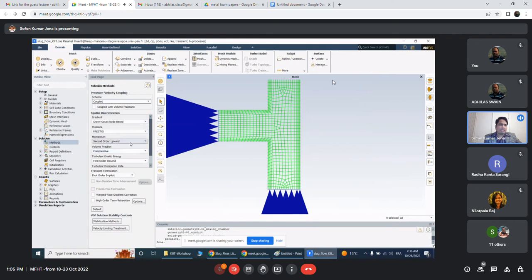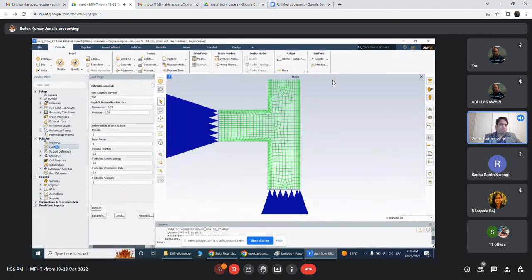For momentum, initially you can put first order, and after a few iterations you can make it second order upwind because of convergence issues. Then for the volume fraction discretization, make it compressive, and go to the ANSYS Fluent theory guide to find out what this compressive discretization is. For the turbulent formulation, always put first order upwind in the new version of ANSYS, okay? And for the time formulation, you put first order implicit method for the time discretization.